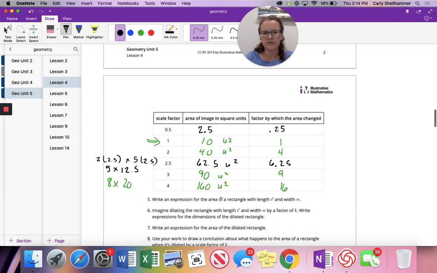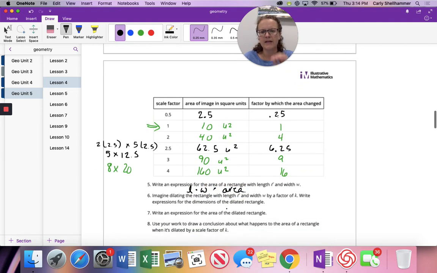So write an expression for the area of a rectangle with length and width. Length times width equals area. All right? Imagine dilating the rectangle with length L and width W by a factor of K. That means we have length times K times width times K. Okay, you see where we're going yet? It's pretty cool.